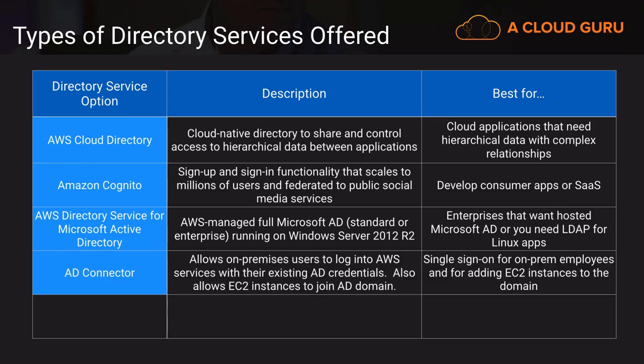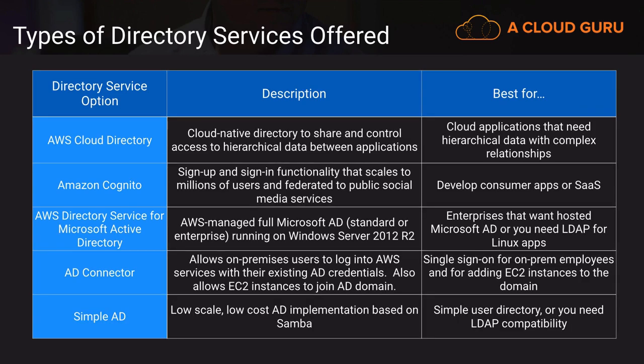Now, if you happen to already have an AD on-premise, you can use the AD Connector, which connects AWS with your existing AD and allows you to implement single sign-on for existing users inside that Active Directory. You can also allow EC2 instances to join the AD domain. And finally, we have Simple AD. It's just a low-cost, low-scale, very simple implementation of an Active Directory using Samba. And it's useful if all you need is just a simple user directory to be able to authenticate against.